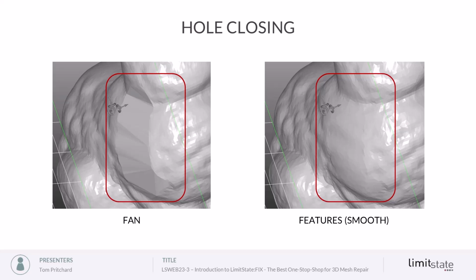However, in this case we had quite a textured and curved surface, so the feature smooth option provided much better looking results, far more in keeping with the original, despite the hole being quite large in relation to the size of the model.